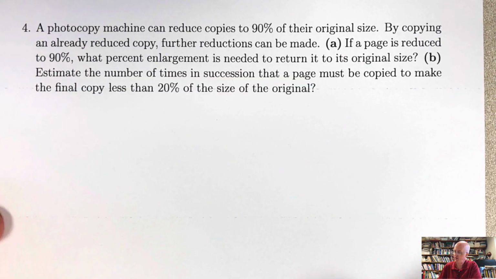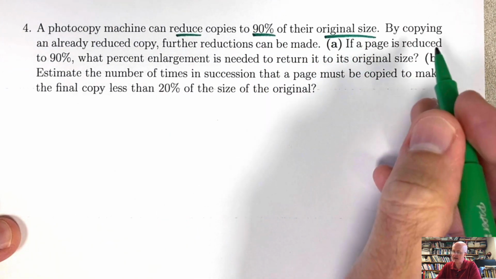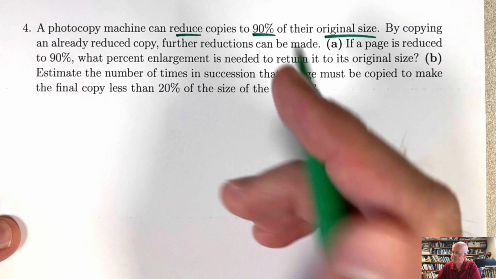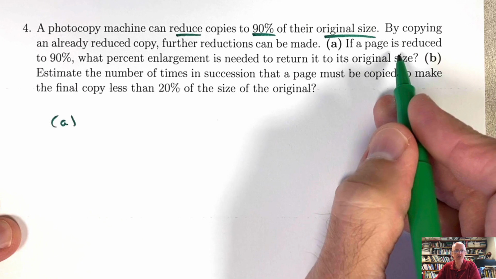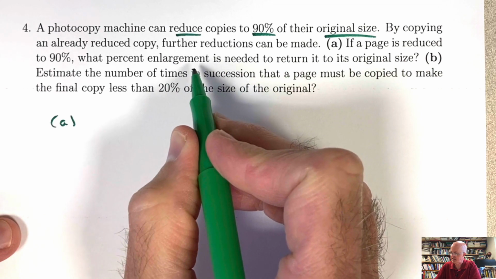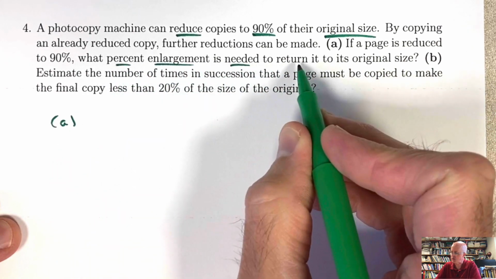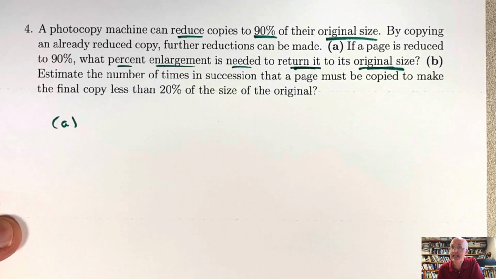Number 4. A photocopy machine can reduce copies to 90% of their original size. By copying an already reduced copy, further reductions can be made. Part A. If a page is reduced to 90% of the original size, what percent enlargement is needed to return it to its original size? The answer is not 10%. That's the intuitive answer that people think is right. It's not exactly right. It's close to right, but not exactly.